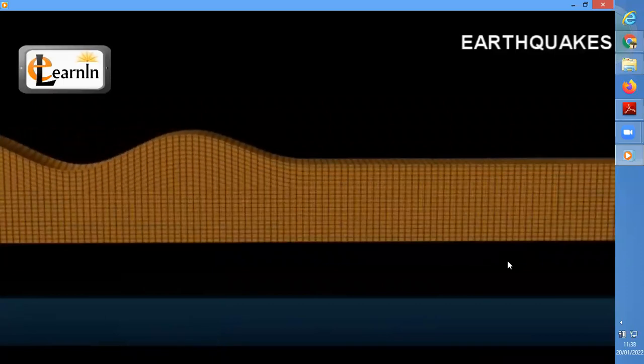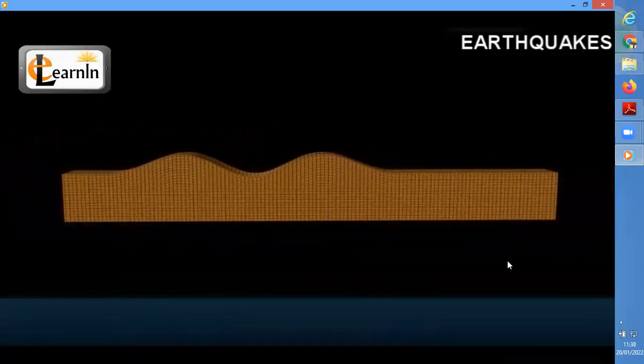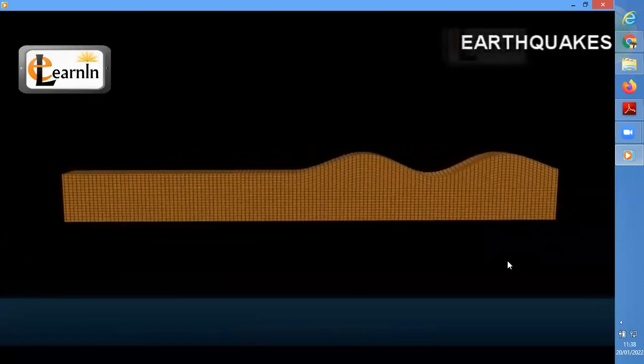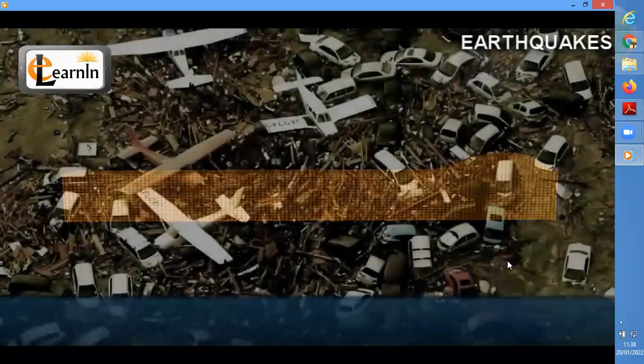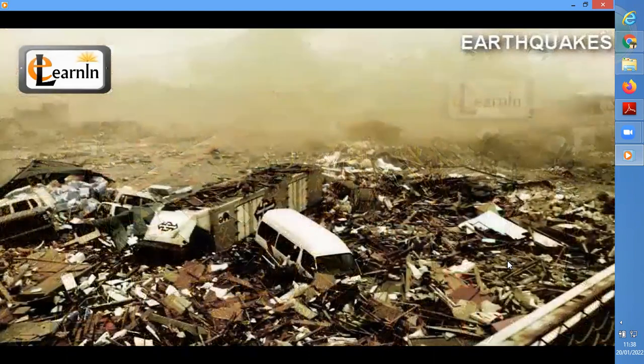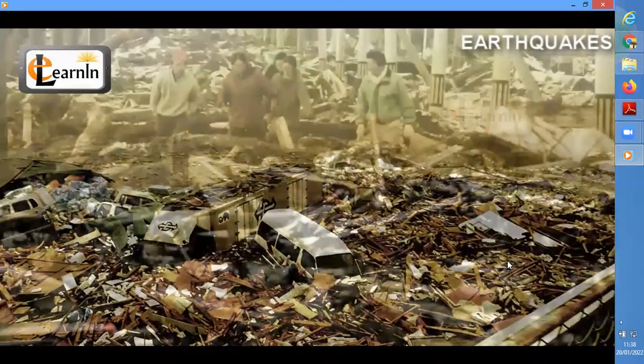the surface, vibrating horizontally at right angles to the direction of the waves, called Love waves or Rayleigh waves, as they also travel like sea waves. The most violent shocks and subsequent destruction is caused by the L waves.